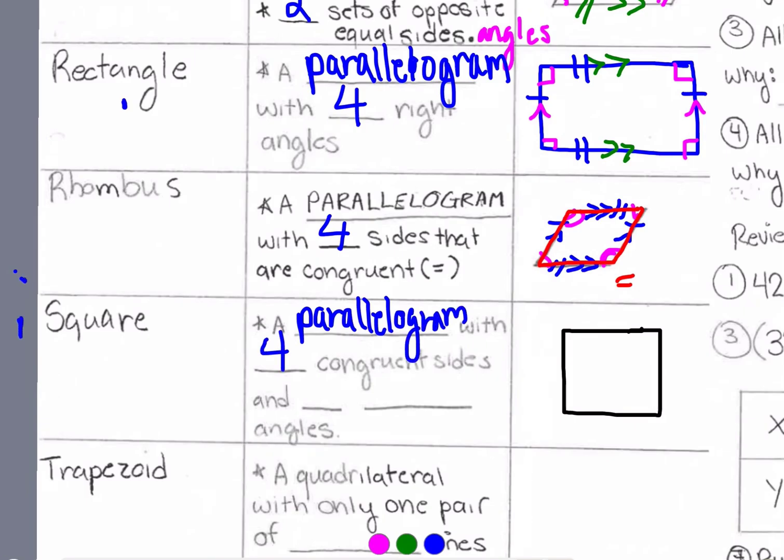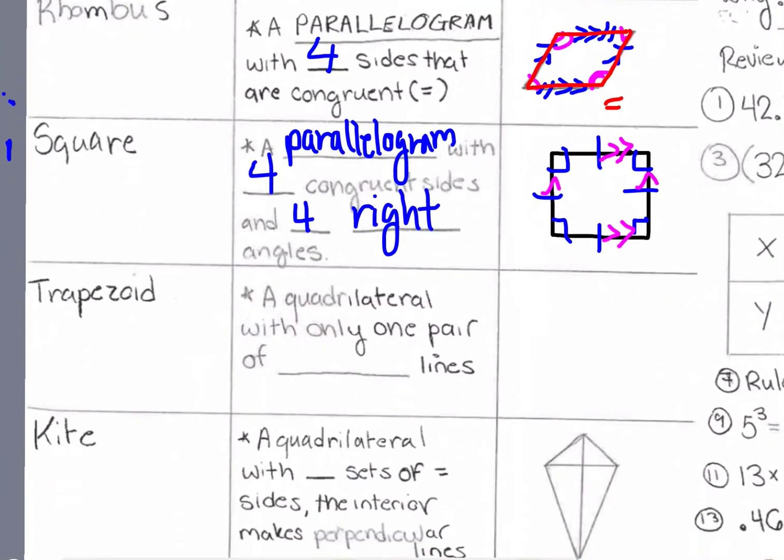With 4 congruent sides, every single side is going to be equal, and it's going to have 4 right angles. So right angle, right angle, right angle, right angle. And it's also true that you have 2 sets of parallel lines that will never ever touch.